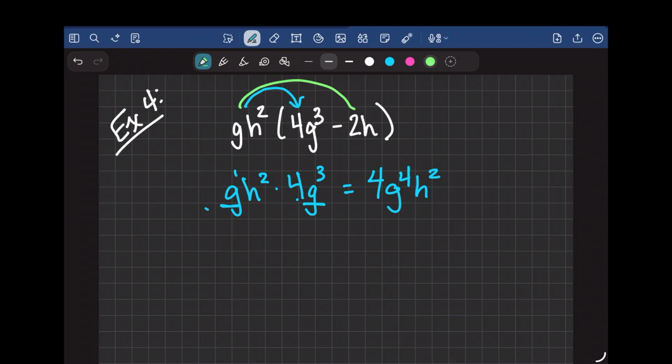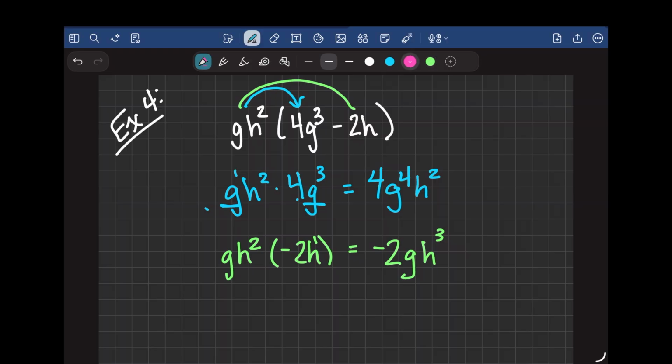Then I'm going to multiply gh to the power of 2 times negative 2h. And when I look at this one, I'm going to do negative 2 first. I don't have any other large numbers to multiply that with, so that's all we got. And then looking at my g, we just have 1. And then h squared and h to the power of 1 would be h to the power of 3 here.